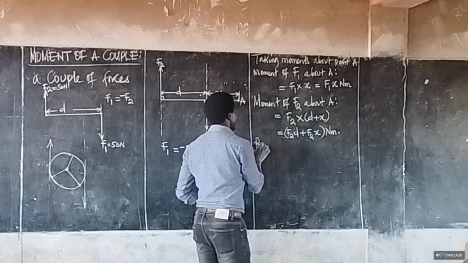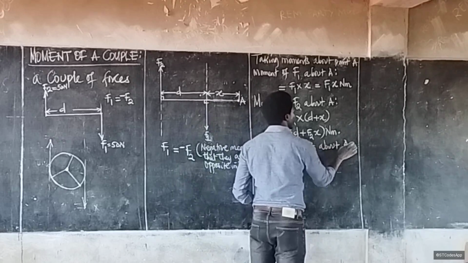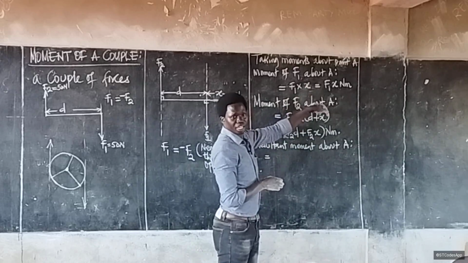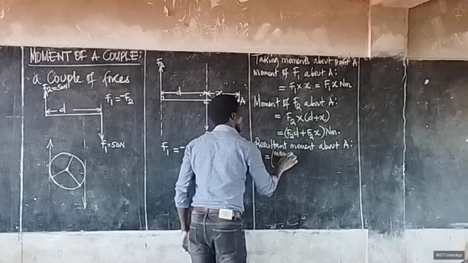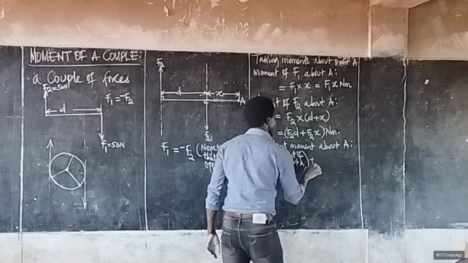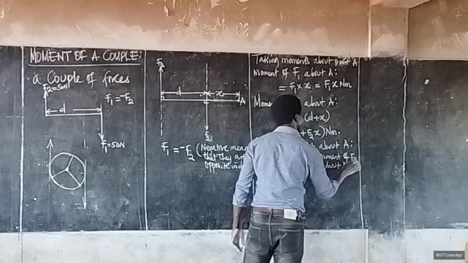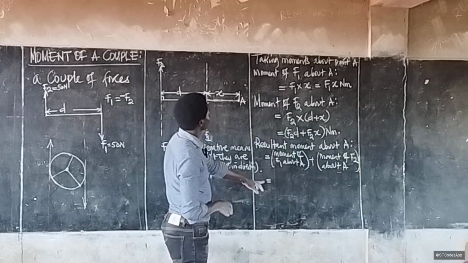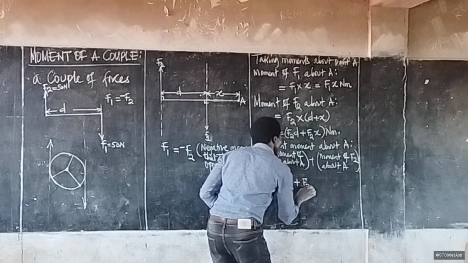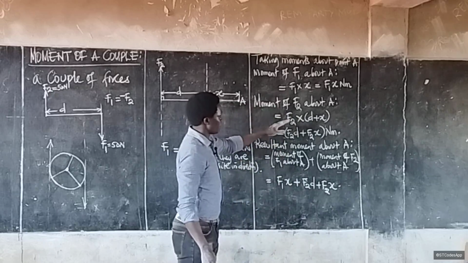So we will have that the resultant moment about A will be equal to adding the two: the moment of F1 about A plus the moment of F2 about A. So I'll have F1 X plus F2 D plus F2 X. Is that okay? That is the resultant moment. You had the two of them.